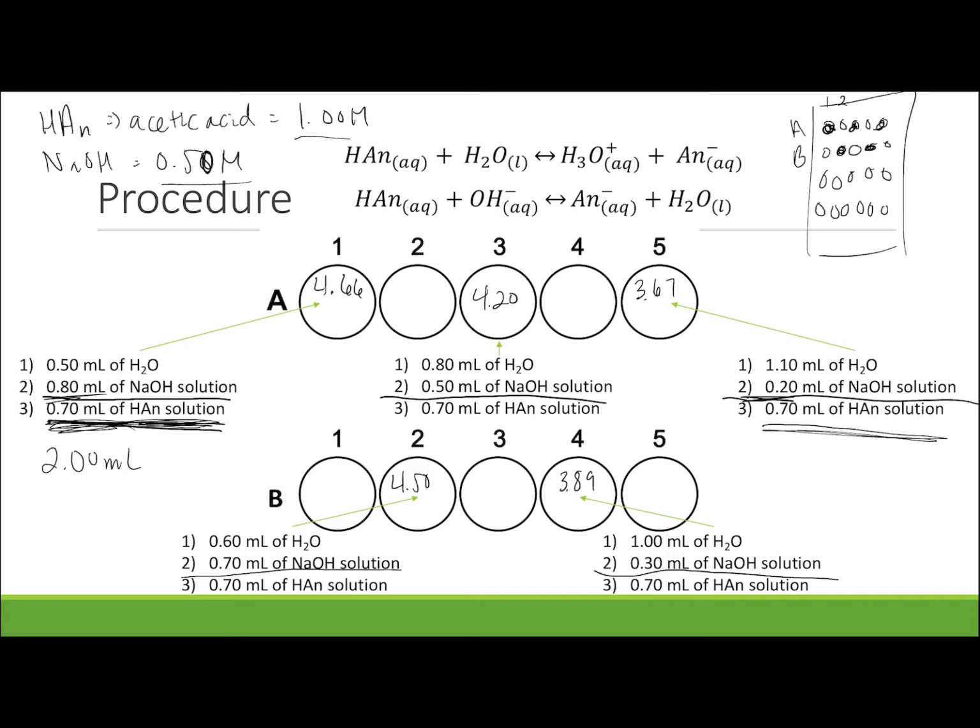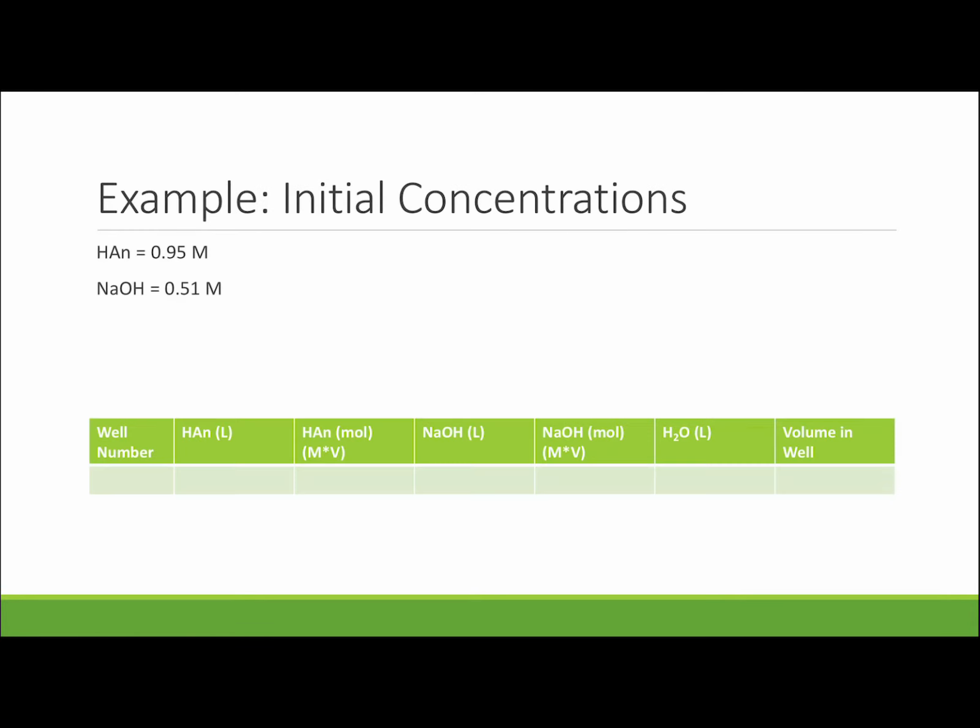I will very quickly go over an example of this so that you guys know how to do the calculations. I will, however, be using different initial concentrations of my weak acid and my strong base, in order to not give you the exact answer, but to give you a template from which you can solve for the answers yourself. So instead of 1 molar weak acid and 0.5 molar sodium hydroxide, I use 0.95 molar acetic acid and 0.51 molar sodium hydroxide. So we're going to look at well A1.